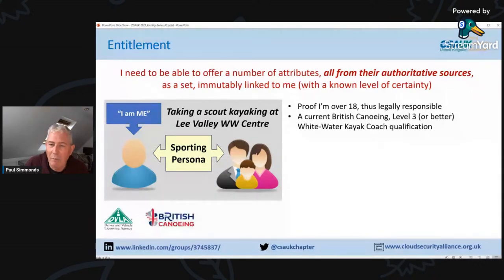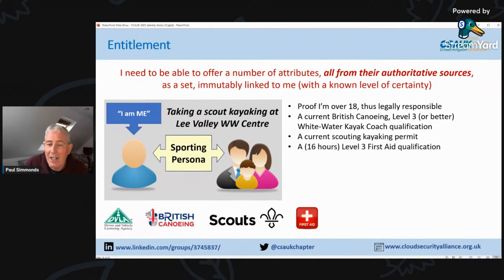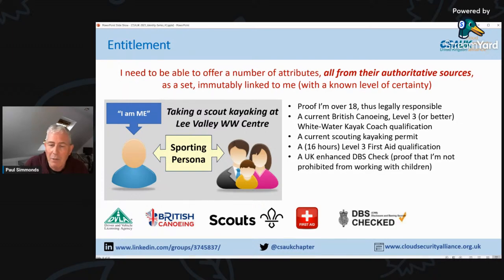I need to be a current British Canoeing level 3 or better whitewater kayak coach, with the qualification issued by the authoritative source, which is British Canoeing. Obviously, it's a scout, so I need a current scouting kayaking permit issued by the Scouts. I need a level 3 16-hour first aid qualification for my British Canoeing and my scouting to be valid as qualifications. I need to be DBS checked because I'm working in the UK with an under 18-year-old.